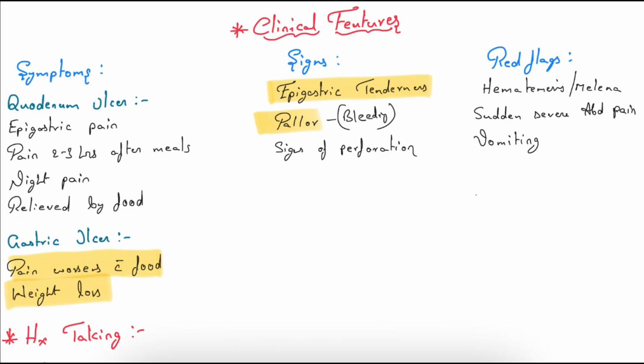Next, we can see signs of perforation. What are the signs you can see if any patient has perforation? One is guarding. Next, rigidity. So these are the things we can see if the patient has signs of perforation.